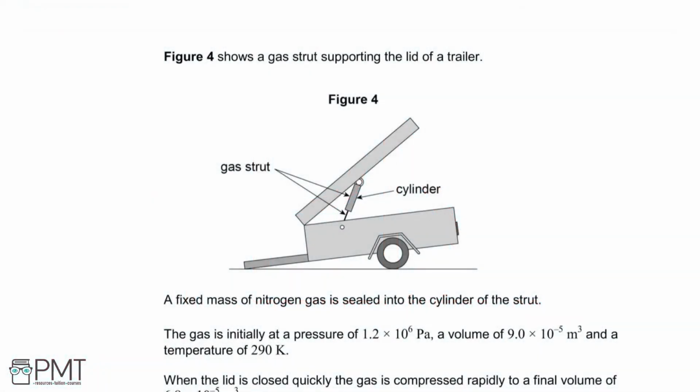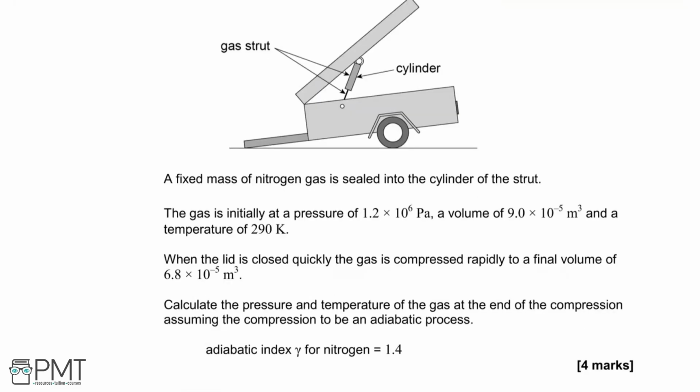Figure 4 shows a gas strut supporting the lid of a trailer. We've got figure 4 there with the trailer, and you can see that gas strut is labelled with the cylinder. A fixed mass of nitrogen gas is sealed into the cylinder of the strut. The gas is initially at a pressure of 1.2 times 10 to the 6 pascals, a volume of 9 times 10 to the minus 5 meters cubed, and a temperature of 290 Kelvin.